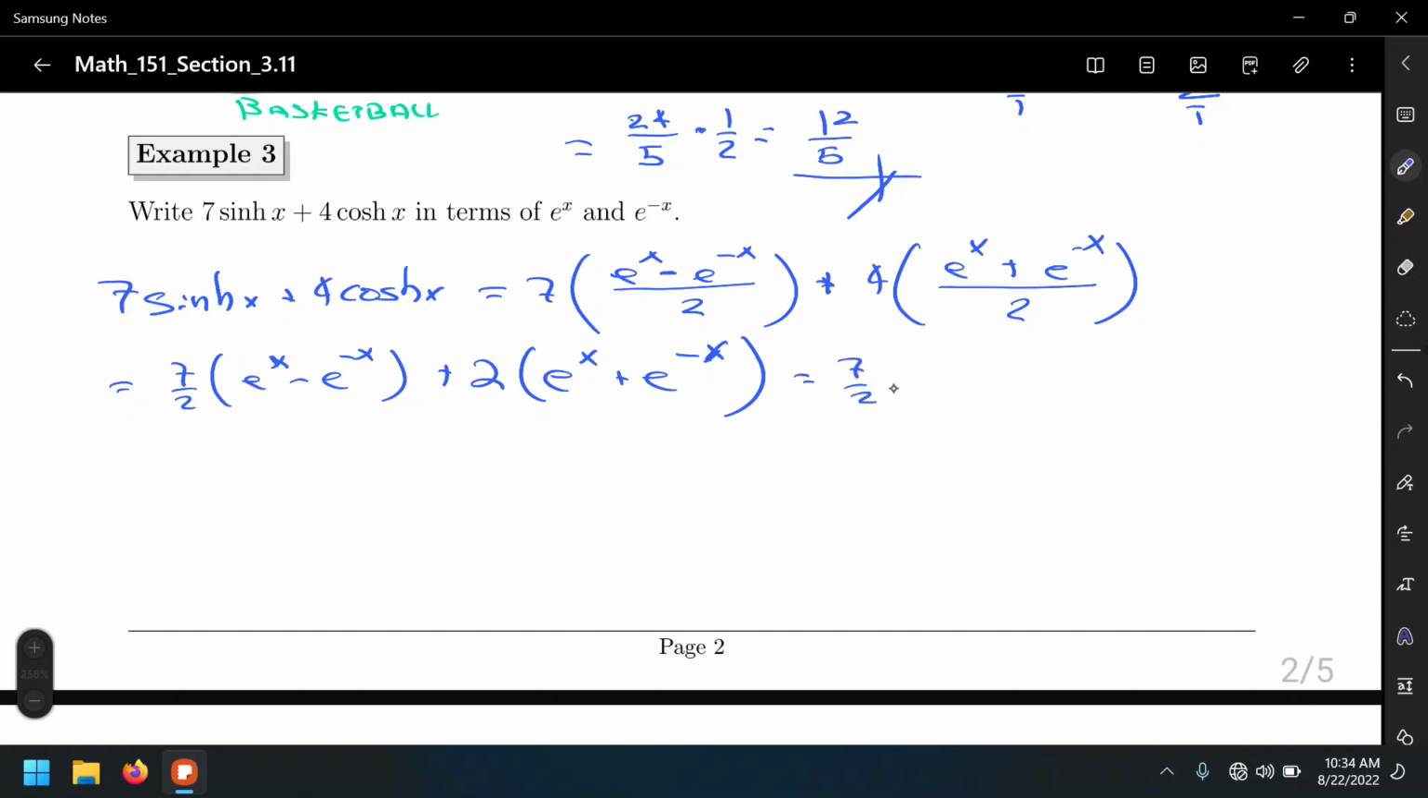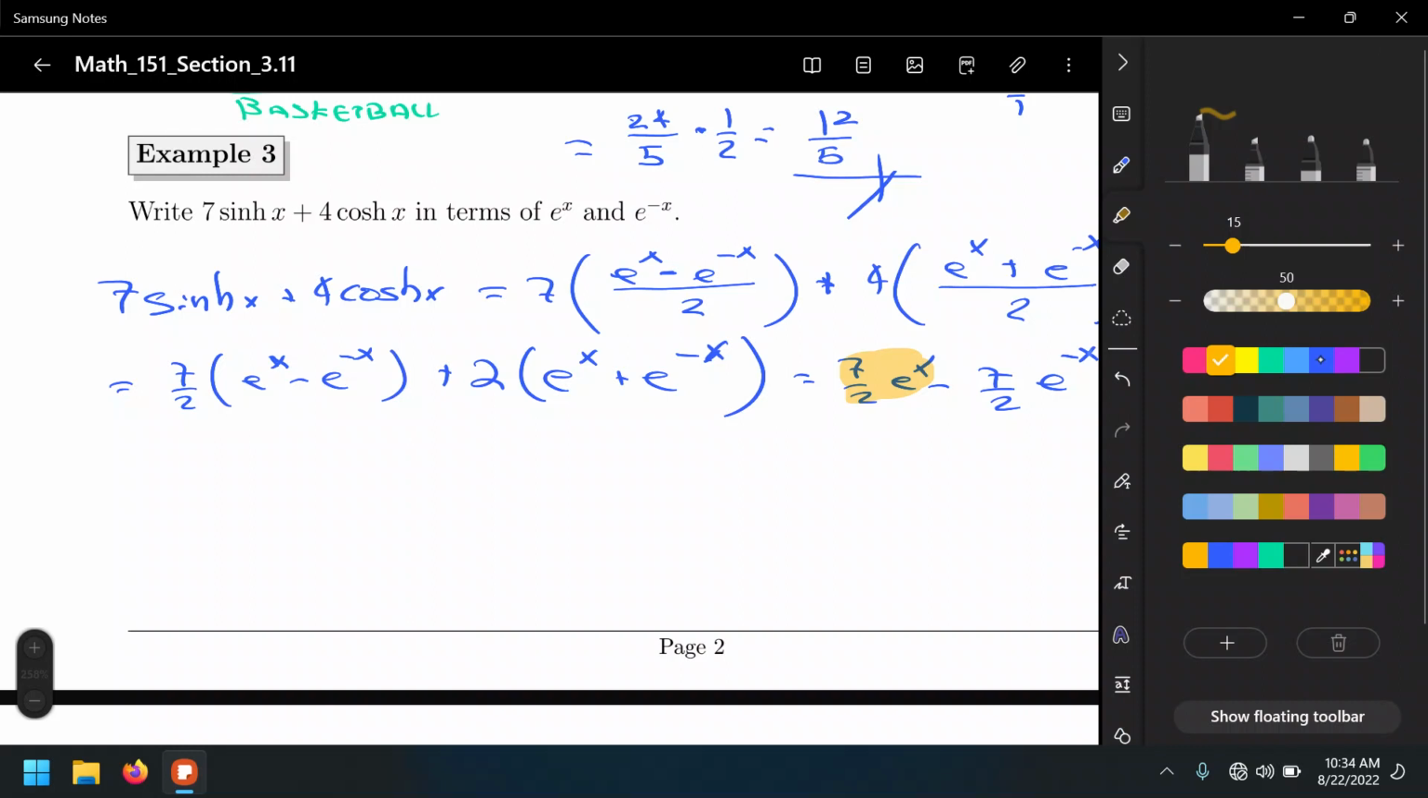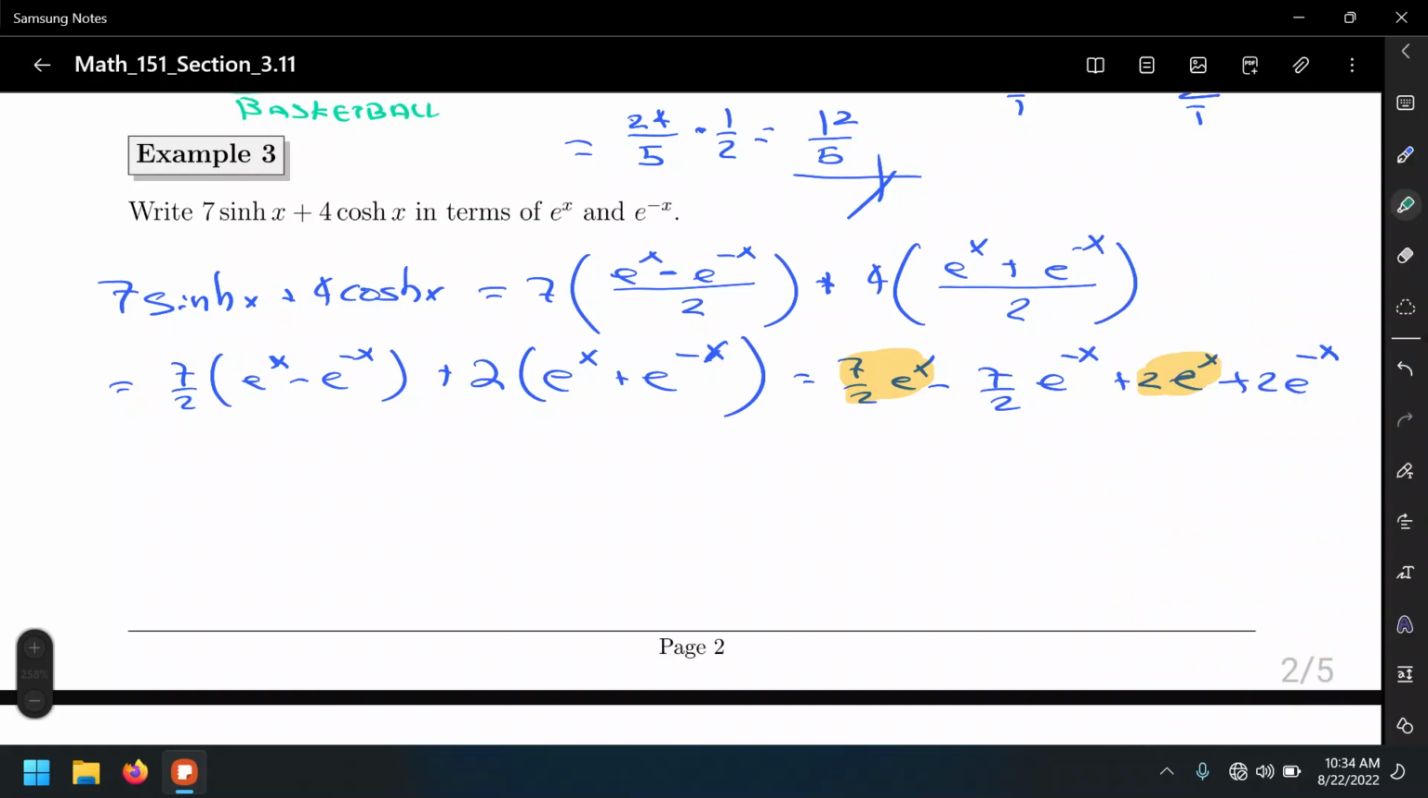That's going to be 7 halves e to the x minus 7 halves e to the negative x plus 2 e to the x plus 2 e to the negative x. Well, from here what we can do is combine like terms. Notice there are 2 different kinds of terms, e to the x's, the positive x, and e to the negative x's. To make this easy to interpret, let's highlight the e to the x's to distinguish them from the e to the negative x's. So you can see what I am combining with, all right?